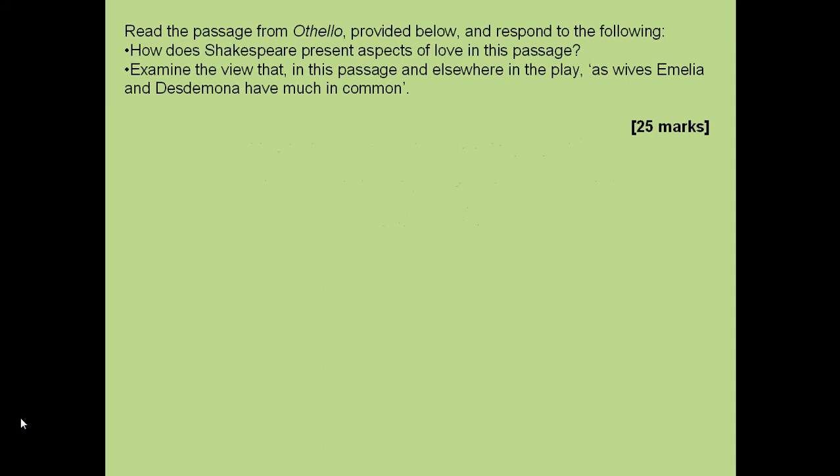Here's the question once again. Read the passage from Othello provided below and respond to the following. How does Shakespeare present aspects of love in this passage? Examine the view that in this passage and elsewhere in the play, as wives Emilia and Desdemona have much in common. So again, we've already planned our response, making sure we've covered all elements of the mark scheme.